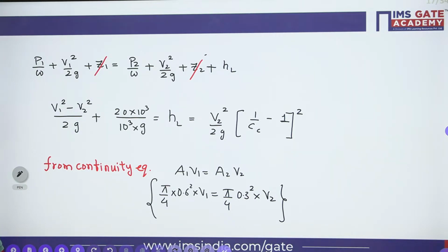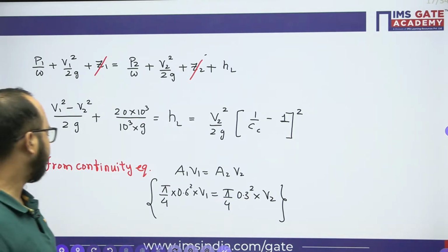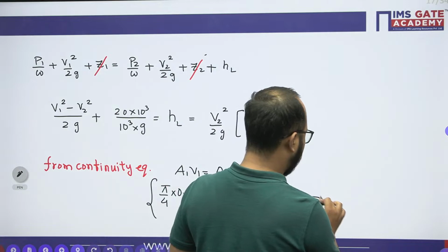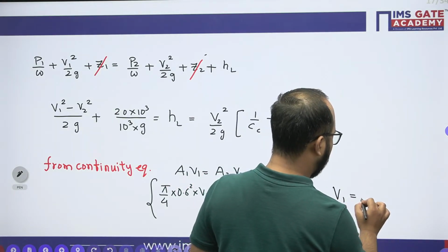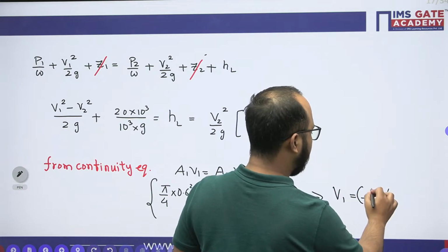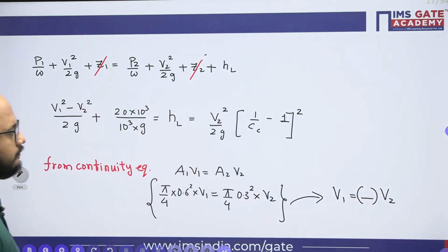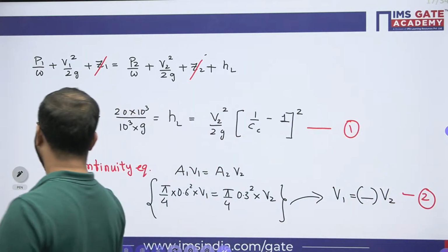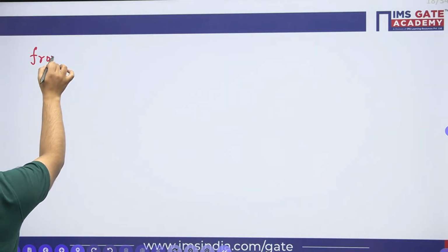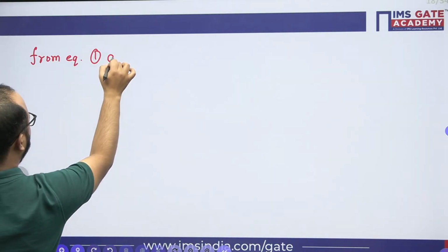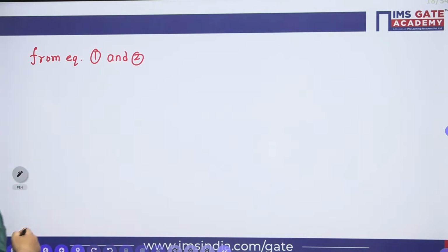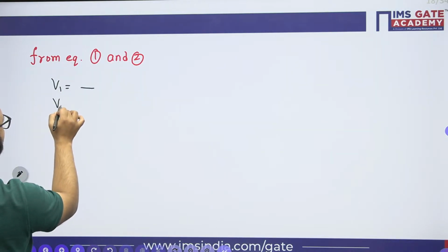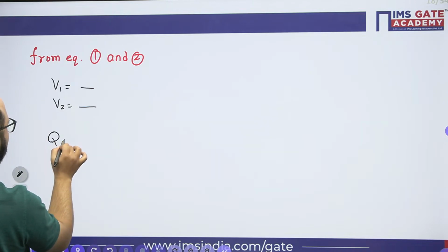Done everyone? Tell me what the answer will be. Using the relation between V1 and V2, from equation 1 and equation 2 we'll have one of the values of velocity. From equation 1 and 2 we can easily get the velocities V1, V2, and finally we'll have the discharge.